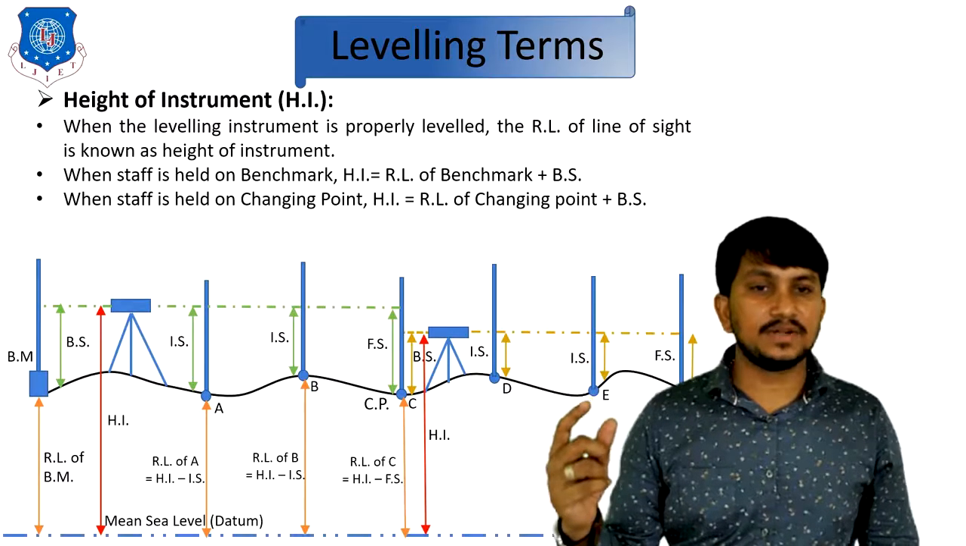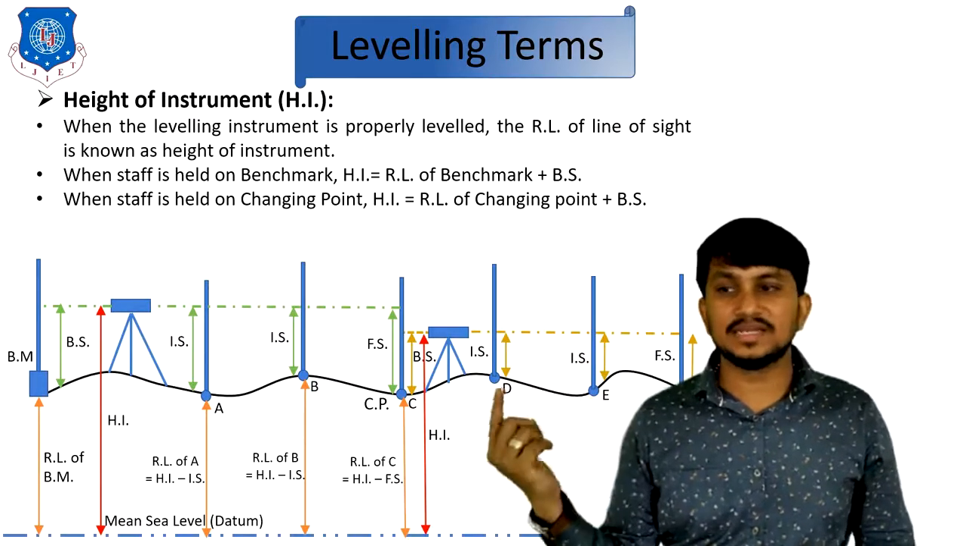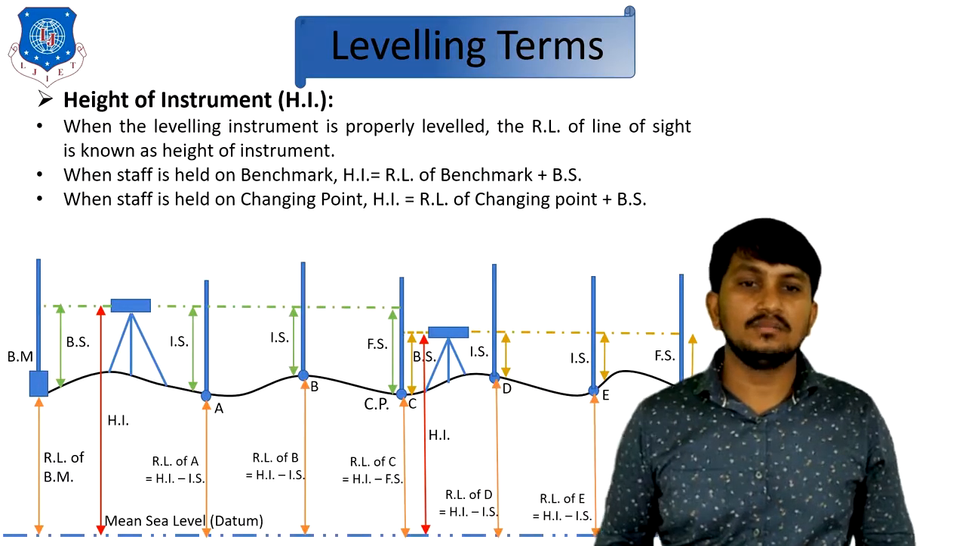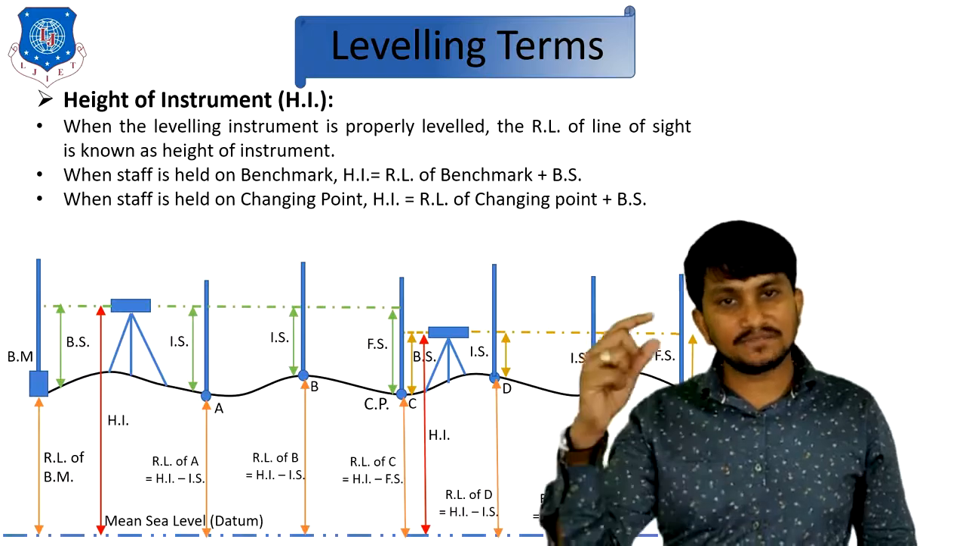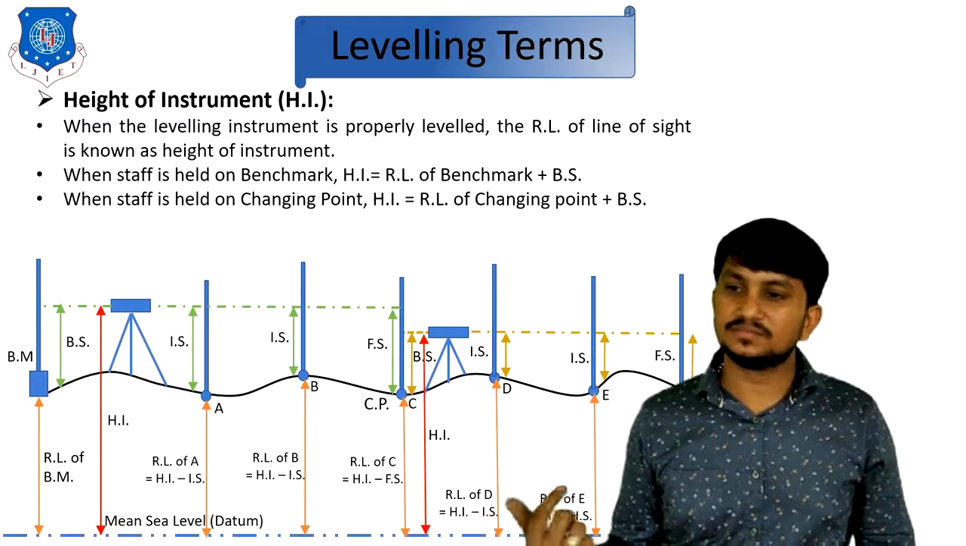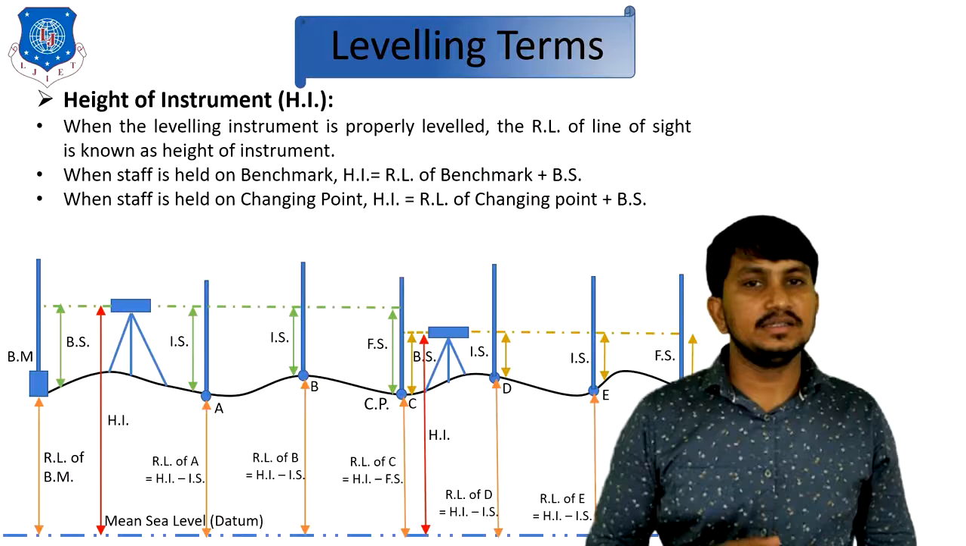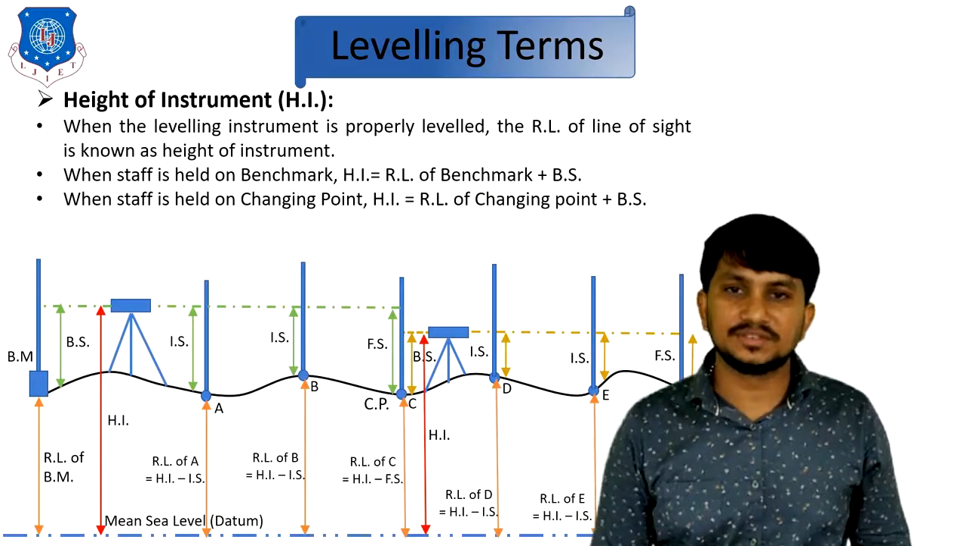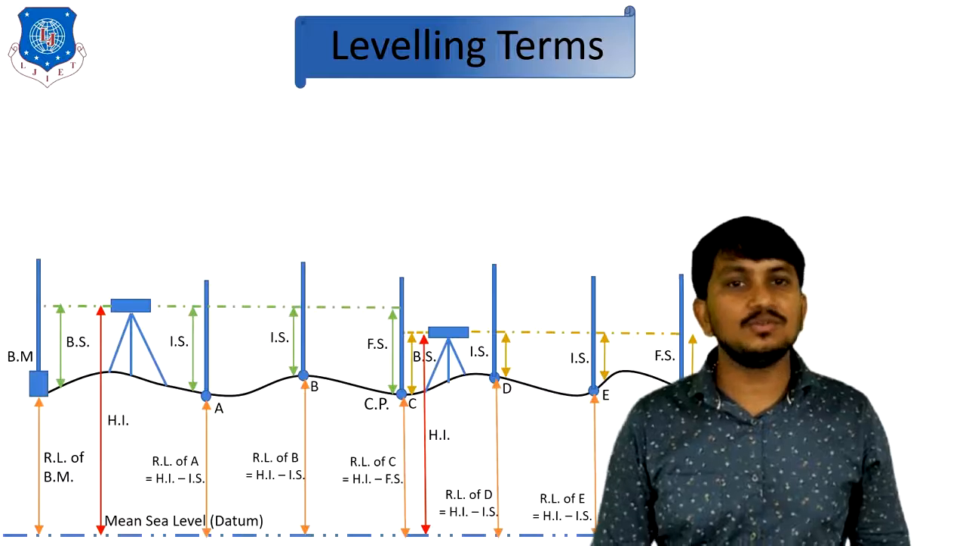The intermediate staff reading between BS and FS is called IS. Okay, and we can calculate RL by deducting the staff reading from HI like this. This is how we can calculate the RL of different points on the surface of the earth. That's all about leveling terms.